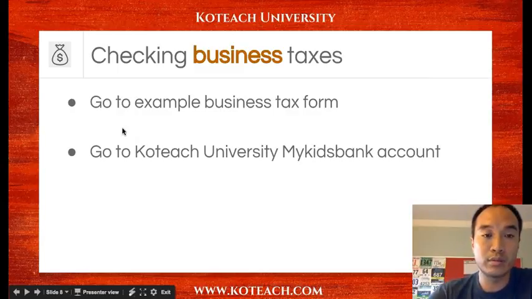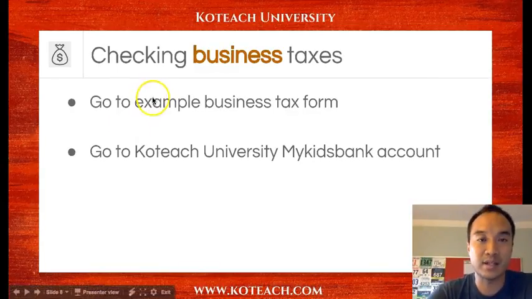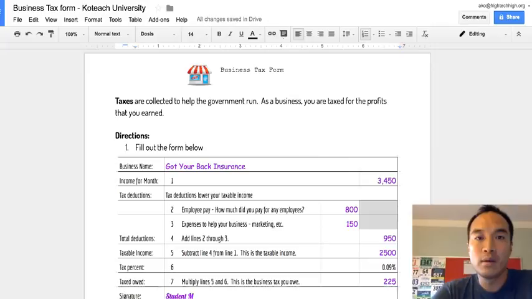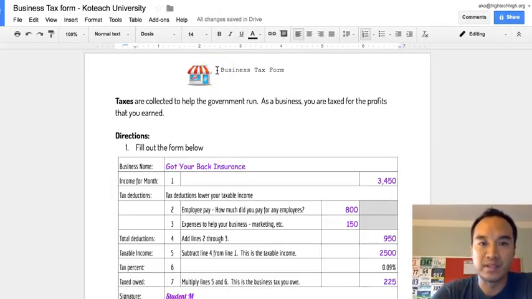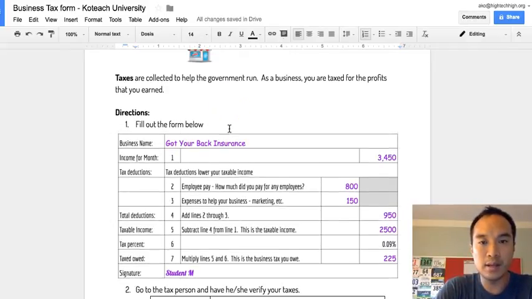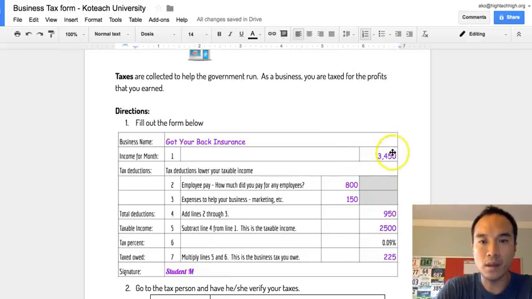So we're going to go to an example business tax form. Here's an example business tax form. This is from a business called Got Your Back Insurance. And they have this income. Again, your job is to not verify this income. Your job is to make sure that they have done this calculation correctly.